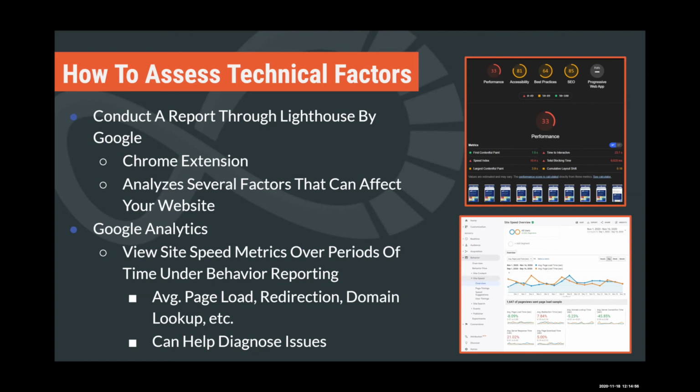And then again, you can look further into your page load speeds in Google Analytics, where you can view more granular data on those metrics, such as average page load, average redirection time, average domain lookup time, and so on. And this can really help diagnose issues because you can look over a long period of time at your average page load speed, and if you can see any spikes, or if there's a spike in a specific browser, like if you notice that Firefox has an above average page load time, then you know that there's some issues there that need to be diagnosed and fixed.